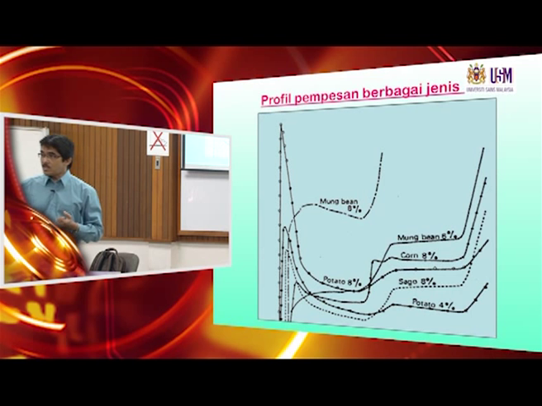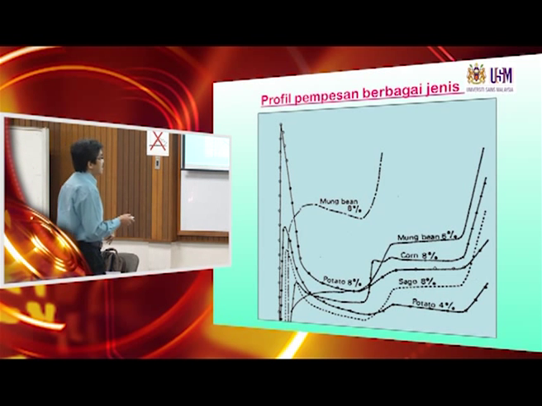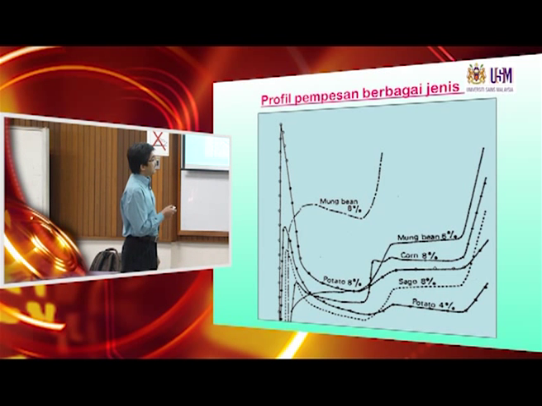So we can see now the effect of, when we want to compare, we have to compare on the same concentration. So if you compare, say, sago at 8%, corn at 8%, potato at 8%, and mung bean at 8%. Forget about the 4% first. So you can see potato, where is potato? Very high viscosity. So that is one of the characteristics of potato starch. If we compare to other types of starch, potato has very high viscosity.